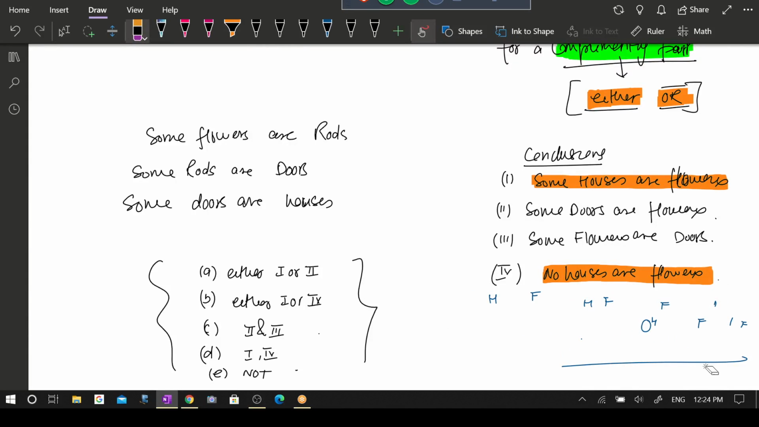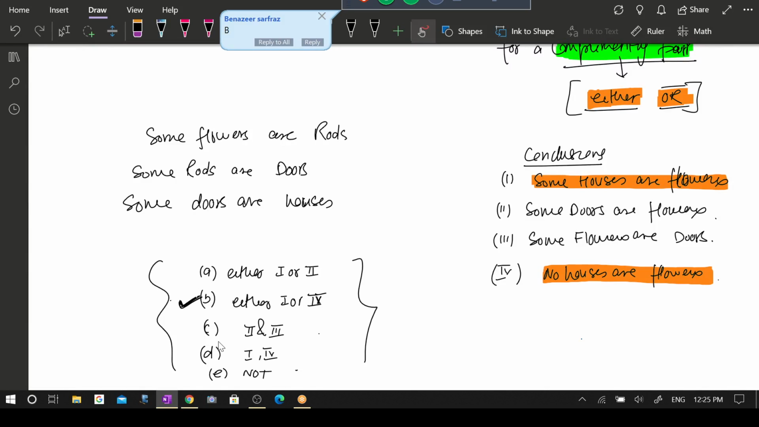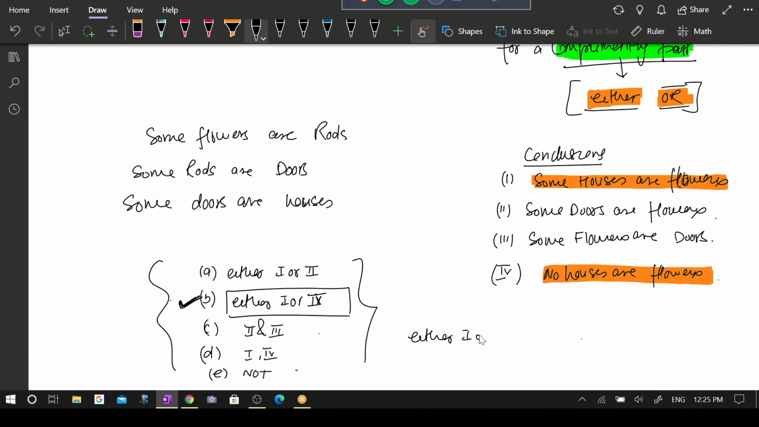So without even drawing the diagram, once you get complementary pairs in the conclusions as well, I think you could have directly said, sir, answer is this, B, either 1 or 4. But then, you know, either 1 or 4 has to be there. So that was important. We could have drawn the diagram if it would have been either 1 or 4 and 3.